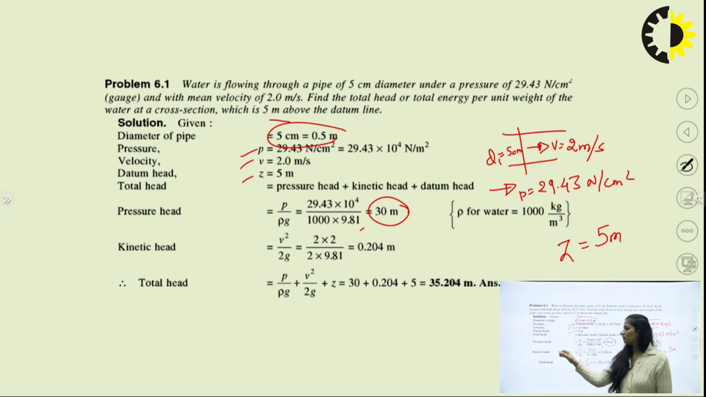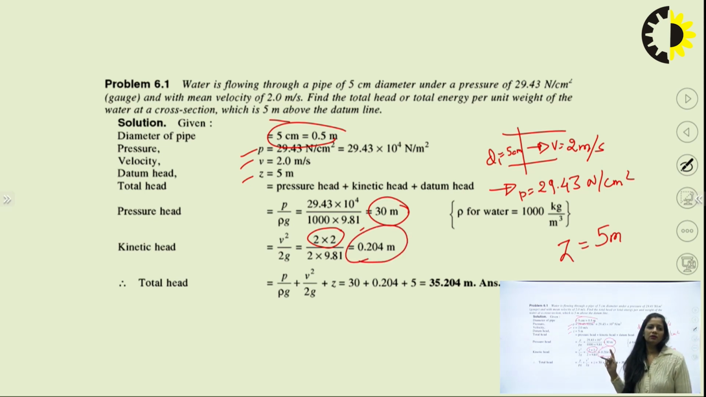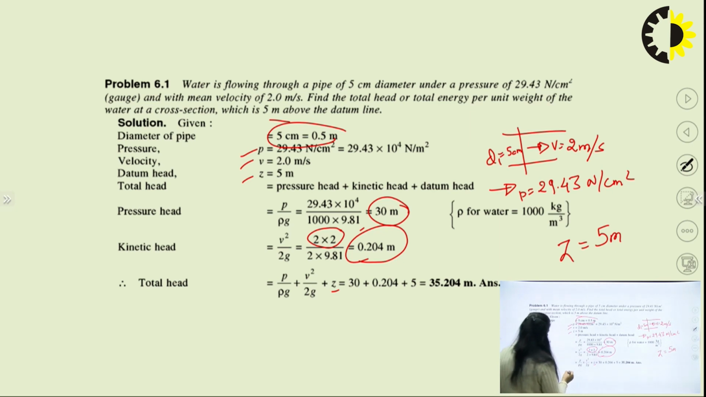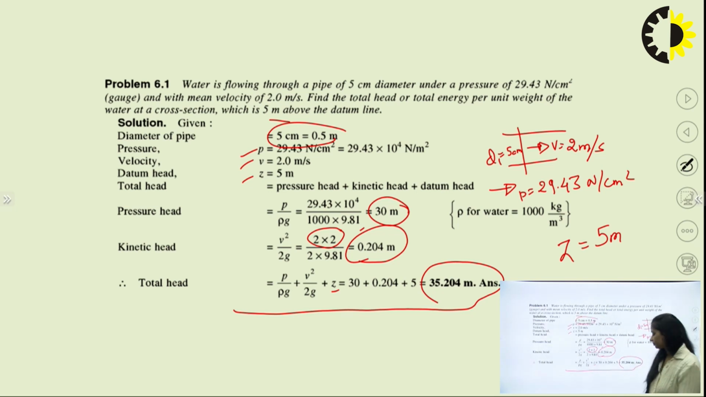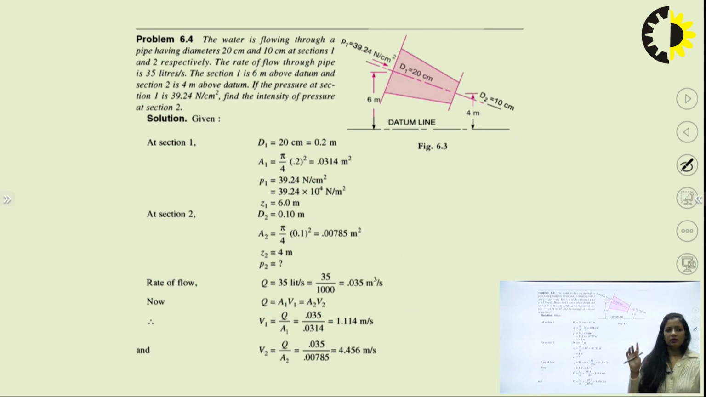Now go to the next term, kinetic head. Kinetic head will be equal to v square by 2g. Here velocity is given, 2 multiplied by 2 divided by 2g. This will come out as 0.204 meter. And z is given as 5. So put in the formula for total head or total energy, P by rho g plus v square by 2g plus z, that will be equal to 35.204 meter.